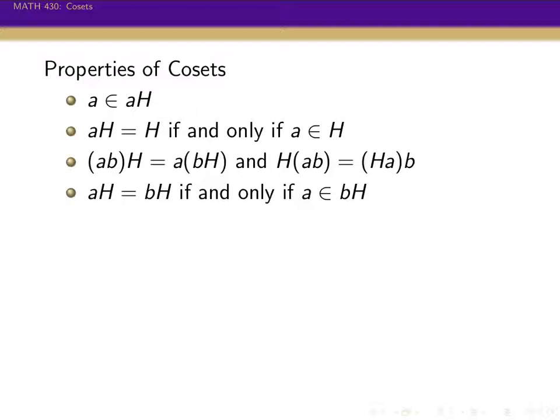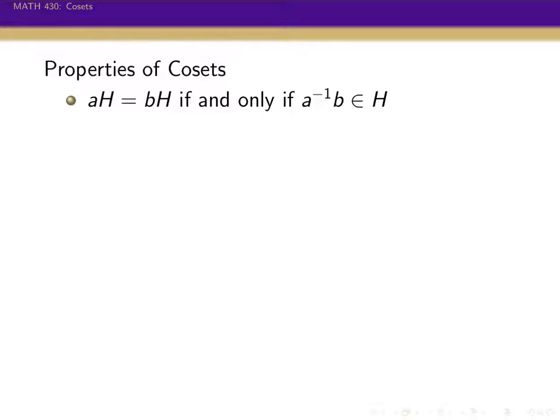By the reflexivity, or by the symmetry, AH is equal to BH if and only if A is inside BH and B is inside AH. So this is what we proved when we proved that it was an equivalence relation. And same as we saw at the end of the equivalence relation, two cosets are either completely equal or they're completely disjoint. They either have everything exactly in common or they don't share a thing.